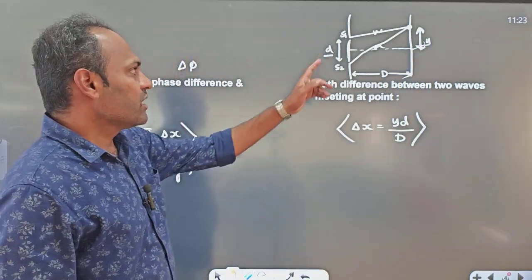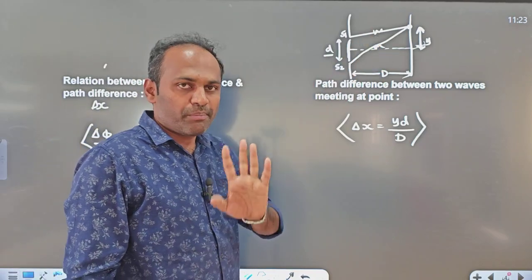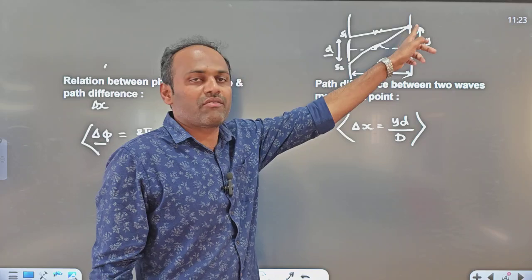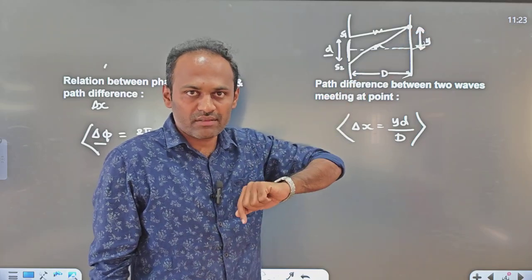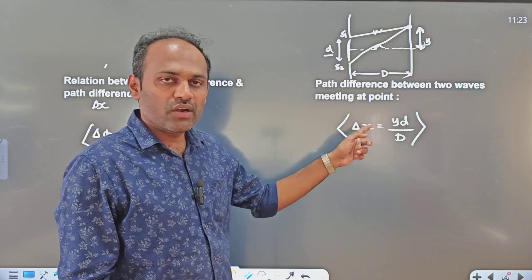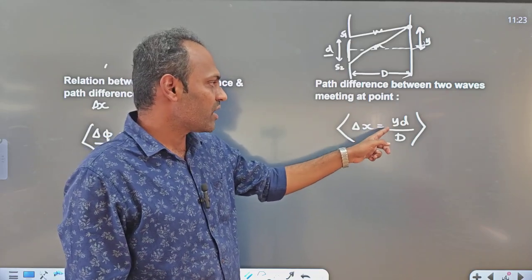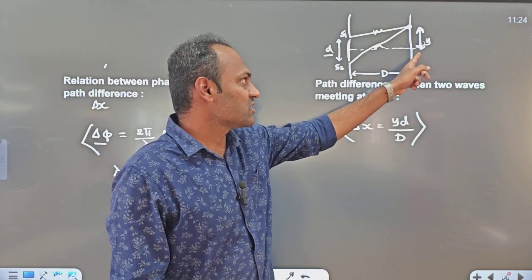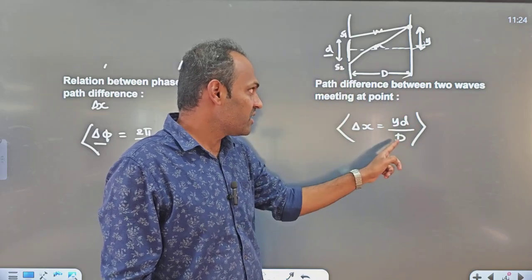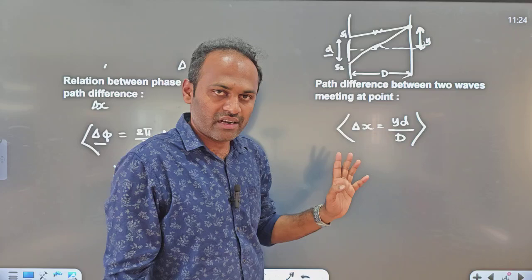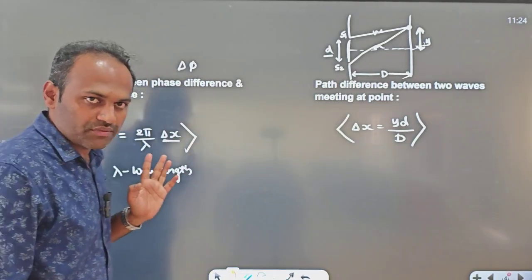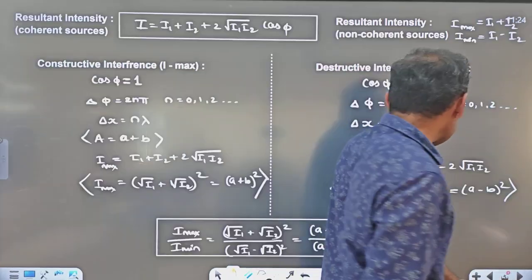Right? So here is the path difference between these two. See, what is path difference? For example, if one travels 10 meters, the other may have travelled 15 meters. So there is a difference in the path. That is called path difference. So delta x is equal to y into small d divided by capital D. What is y? Y is the vertical distance from the central bright fringe. Small d is the distance between the slits. Capital D is the distance between the double slit and the screen. This is path difference. This is the relationship between phase difference and path difference. Correct? Okay, let us go for the next concept then.